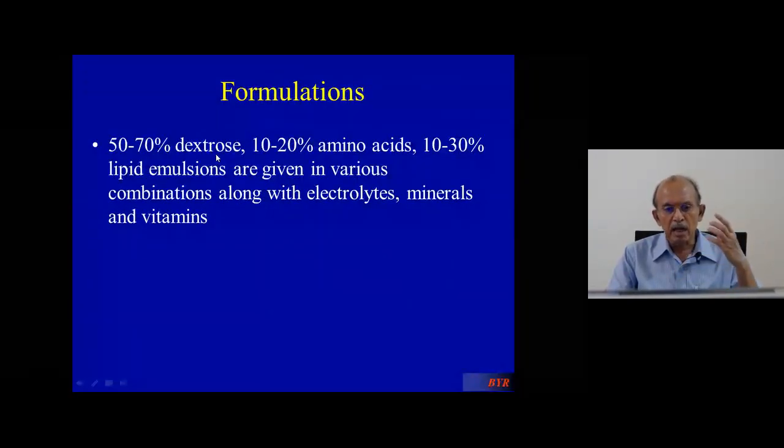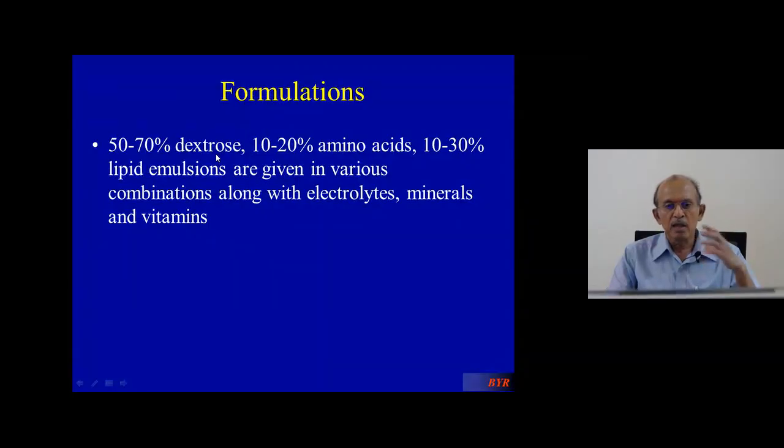Central veins will have large flow of blood. So in that large flow of blood, if you add little amount of this 50 to 70% dextrose, it doesn't cause much alteration. Then 10 to 20% of amino acids, 10 to 30% of lipid emulsions are given in various combinations along with electrolytes, minerals, and vitamins.